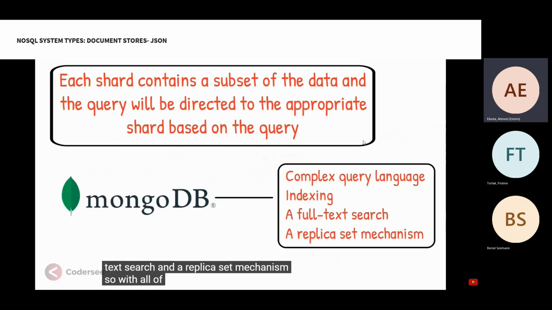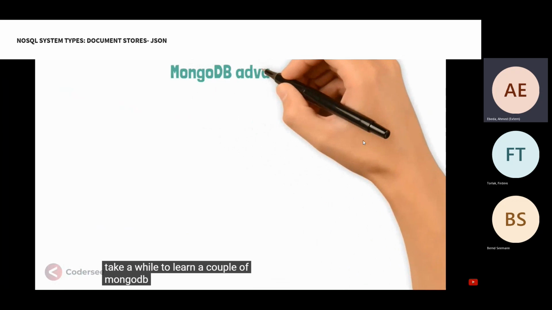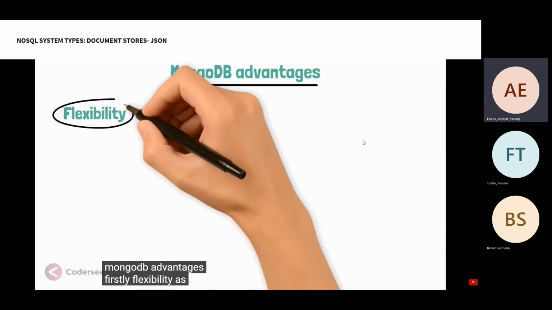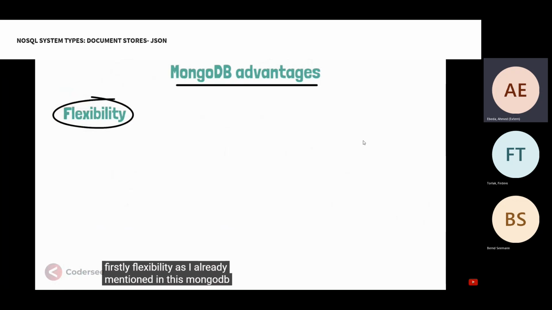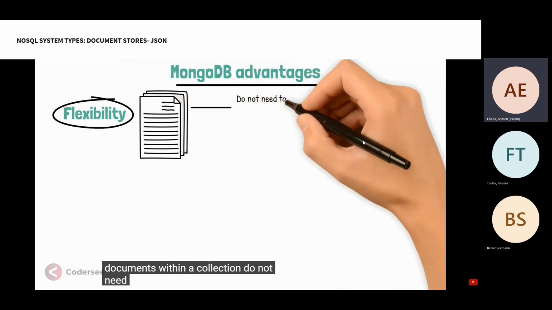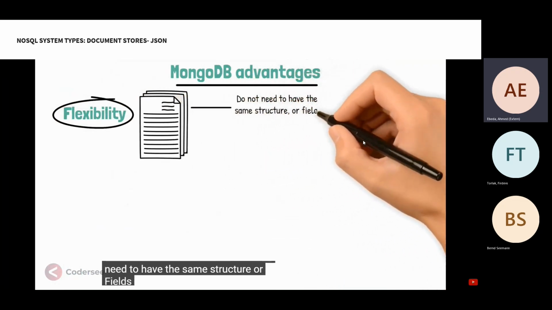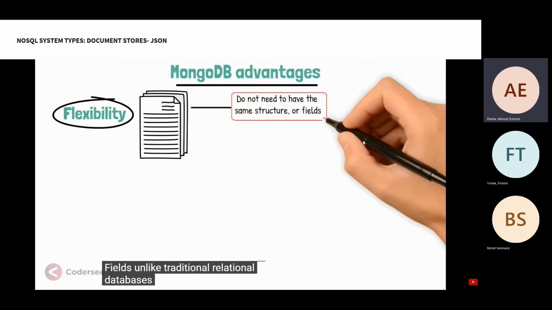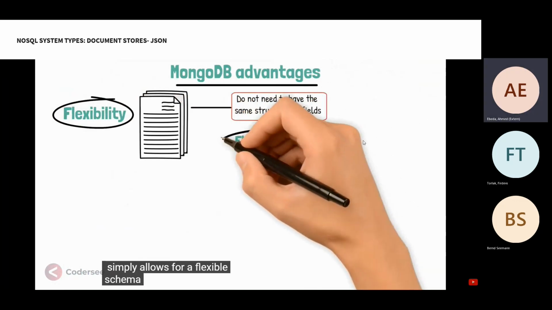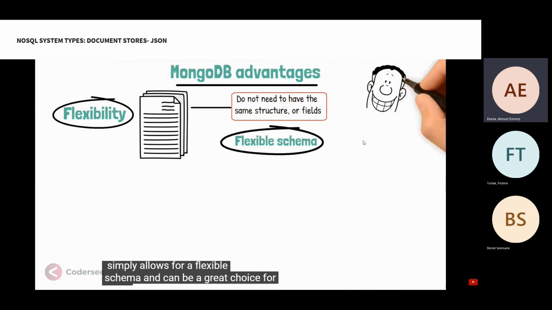So, with all of that being covered, we can take a while to learn a couple of MongoDB advantages. Firstly, flexibility. As I already mentioned in this MongoDB overview, documents within a collection do not need to have the same structure or fields, unlike traditional relational databases. Mongo simply allows for a flexible schema and can be a great choice for some projects.